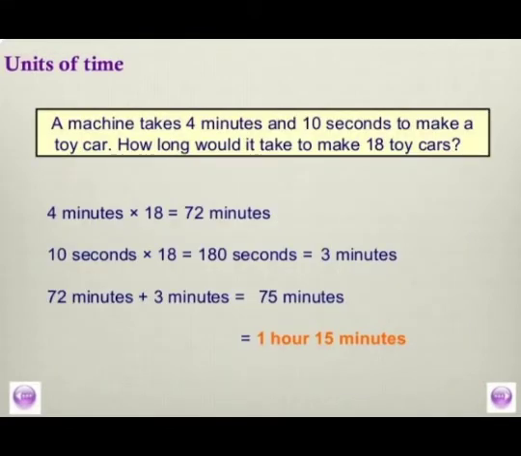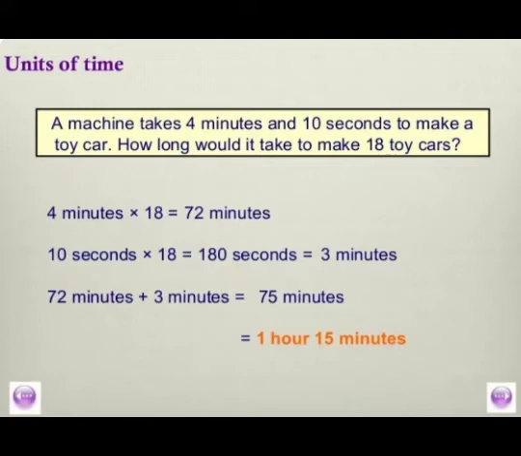So here is an example of units of time. A machine takes 4 minutes and 10 seconds to make a toy car. How long would it take to make 18 toy cars? So 4 minutes times 18 equals 72 minutes. 10 seconds times 18 is equal to 180 seconds or 3 minutes. 72 minutes plus 3 minutes is equal to 75 minutes. So overall the time is equal to 1 hour and 15 minutes.